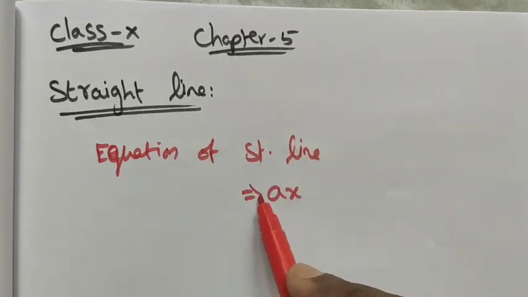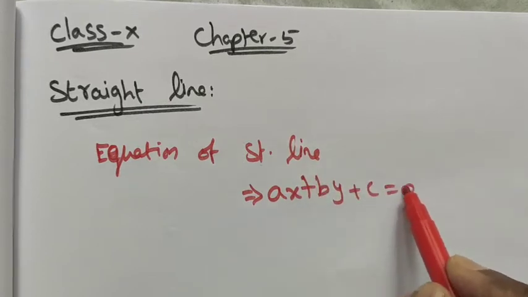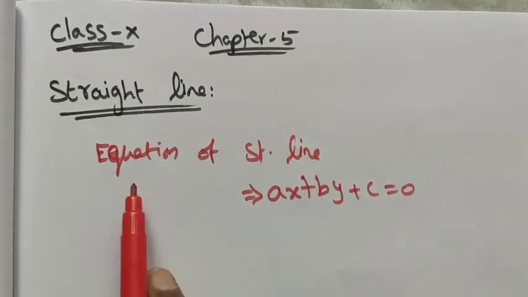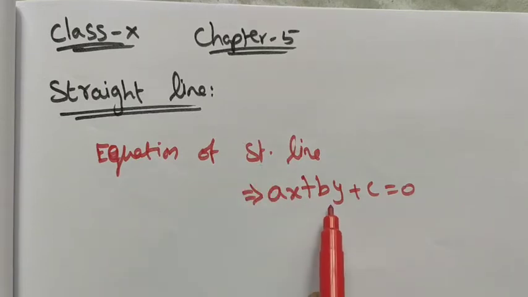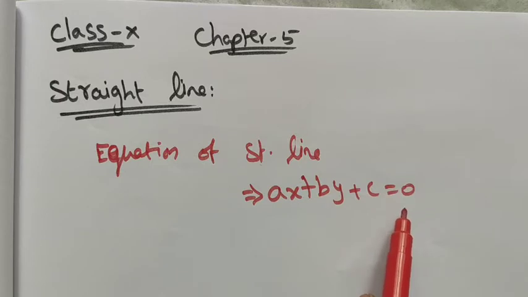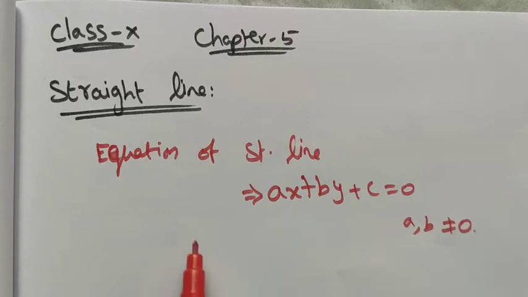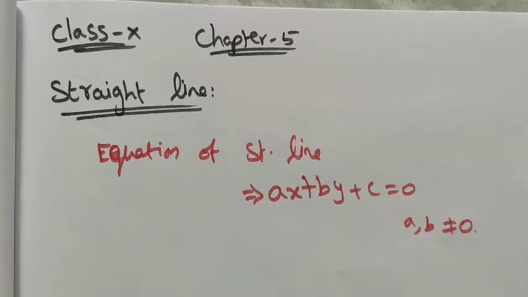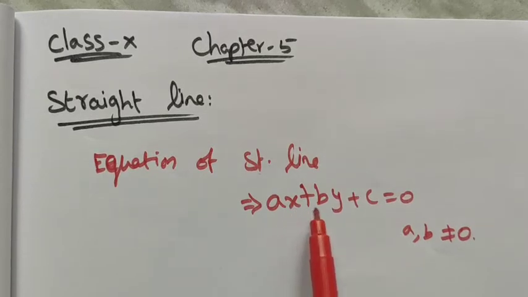The equation of a straight line is AX plus BY plus C equal to 0. Right? The standard form of the equation of the straight line is AX plus BY plus C equal to 0. Here A and B are not equal to 0. Then only we can say it is the equation of a straight line. The equation of the straight line is always a first degree equation.